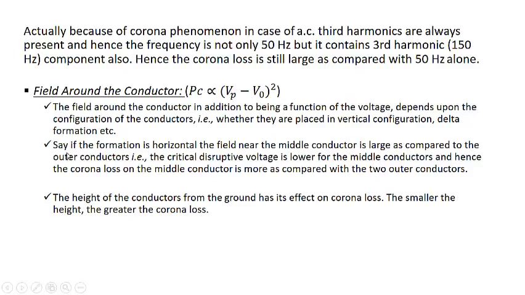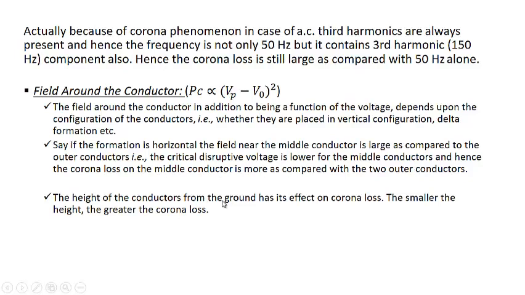For example, if the configuration is horizontal, the field near the middle conductor is large as compared to the outer conductors because of the two conductors which are present close to it. The critical disruptive voltage is lower for the middle conductor, and hence the corona loss of the middle conductor is more as compared with the other two conductors. That's how the field will affect this corona loss.